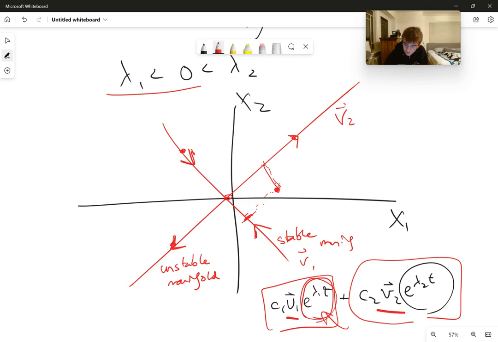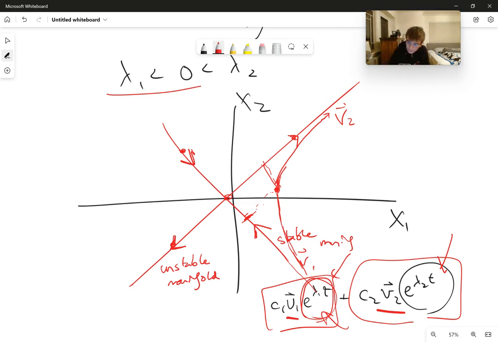So what this looks like is essentially something that looks like this, right? I'm just going to basically approach and collapse onto V2 as time goes to infinity. And then as I reverse time, the exact opposite thing is going to happen. So this term is going to decay, this term is going to exponentially grow, and I'm going to have something that basically collapses onto the span of V1.